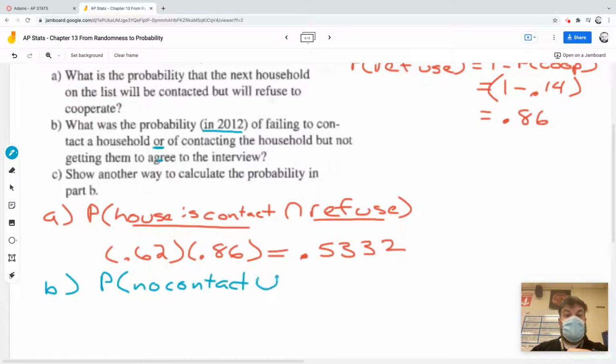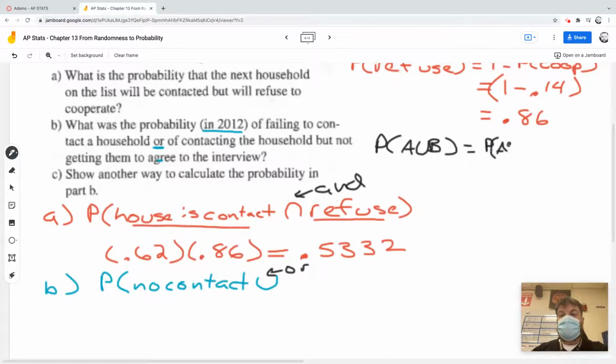But now or is this one, right? So remember, when we talk about set notation, the upside down U means and. That's an intersection. And this word here is or. And there's a different formula for that, right? So remember that when I have the probability of A or B, then I just take the probability of A and I add it to the probability of B.